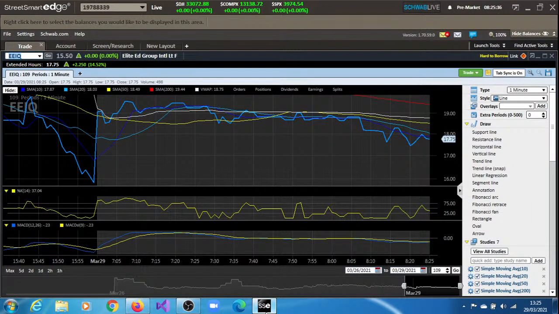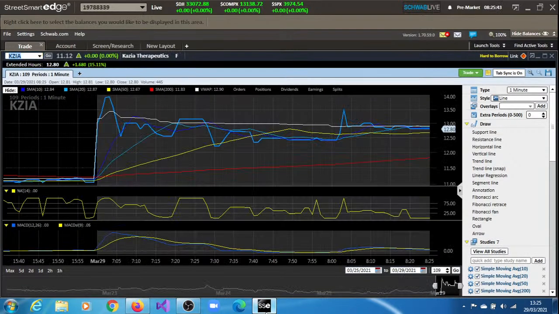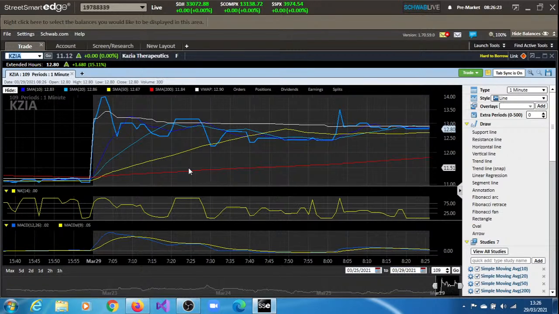EEIQ up 14.52%. KZIA Therapeutics up 15.11%. I think also the gap occurred just at the close of the market session, and it has to some extent sustained some of that because it was even up more than it is currently. It actually reached $14, closed at $11.12 and reached $14. So that will be close to 40 or 38% or thereabout. Currently up 15.11% at the moment.